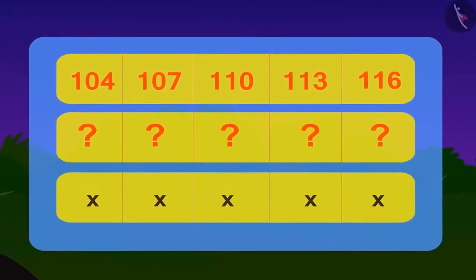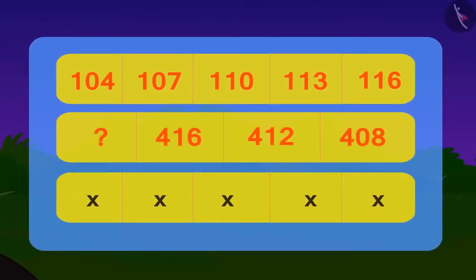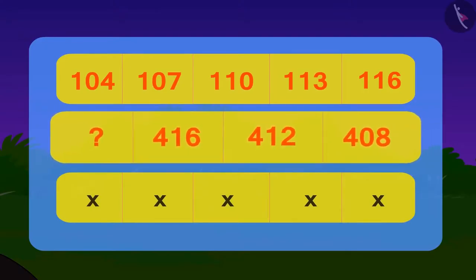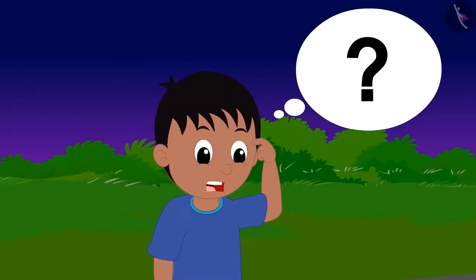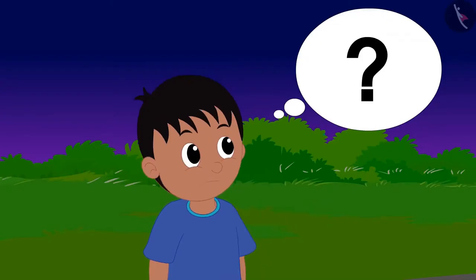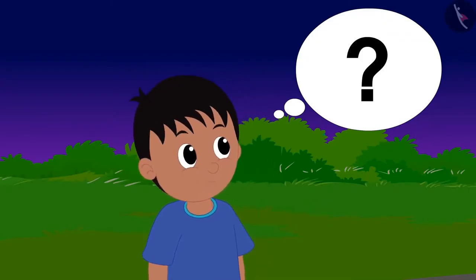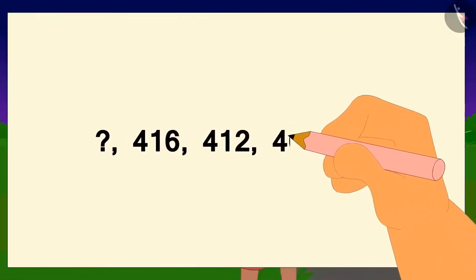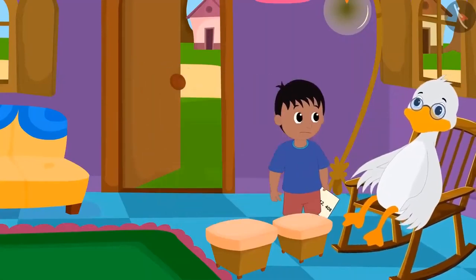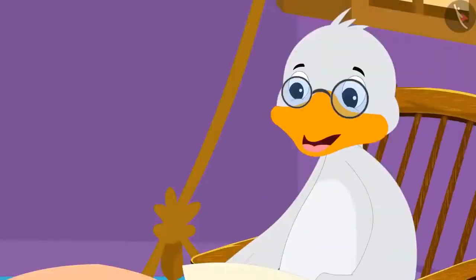Let's see what is the next code of the alien. The next code given by the alien looks something like this. "I cannot add any of these numbers using Batak Uncle's trick. I have to go back to Uncle again." Raju once again wrote the code on a paper and ran off to Batak Uncle.